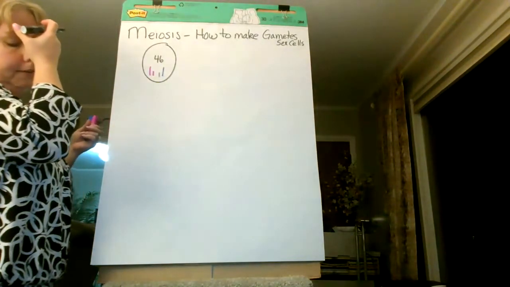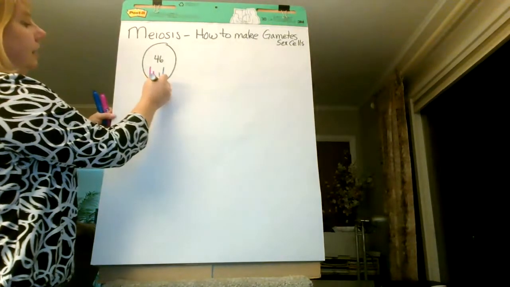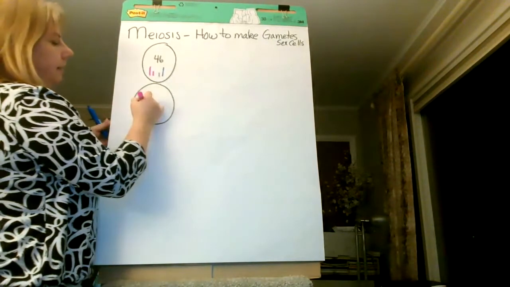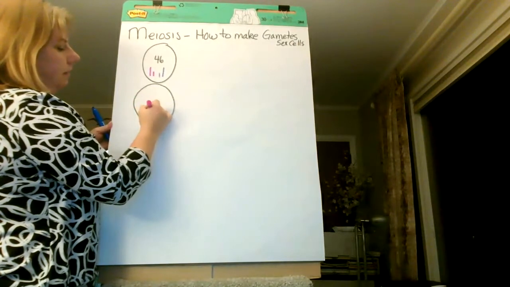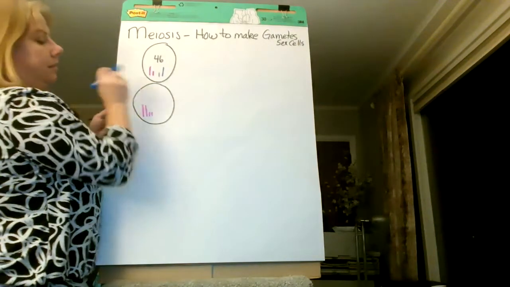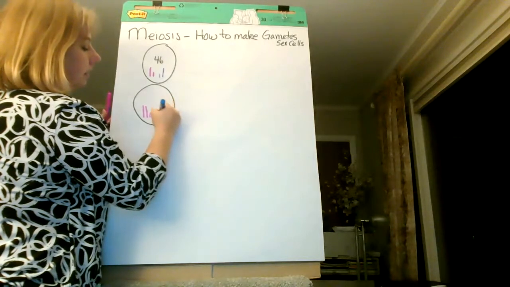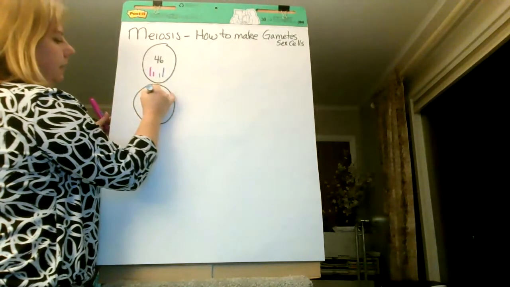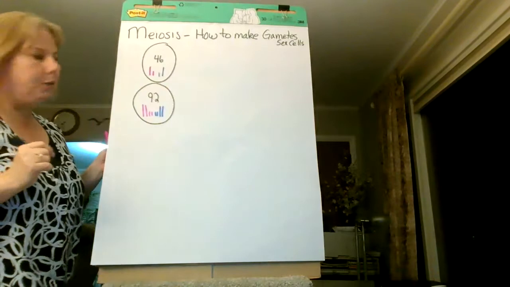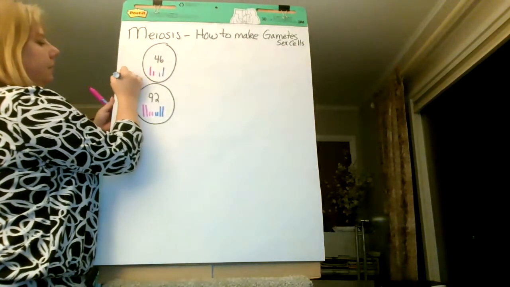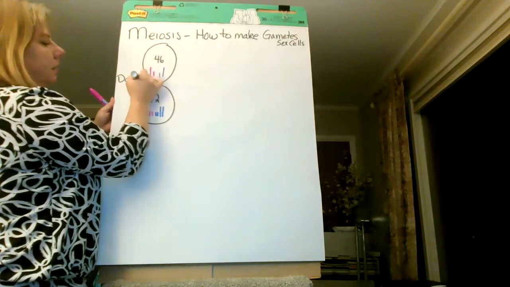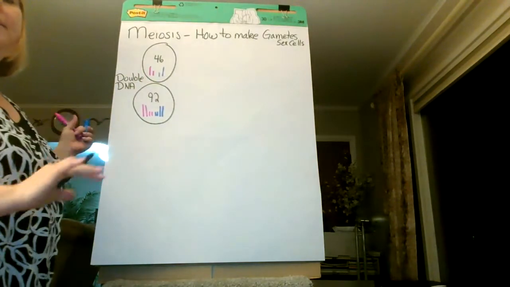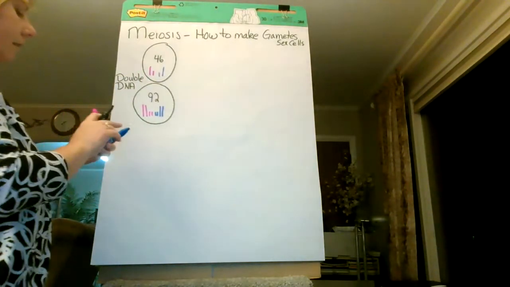Okay, the first step of meiosis, just like mitosis, is that we're going to make duplicates. So now we're going to duplicate those chromosomes, and I like to call this 46 times 2 is 92. Okay, and right here we're going to double that DNA. So far the process is exactly 100% the same.